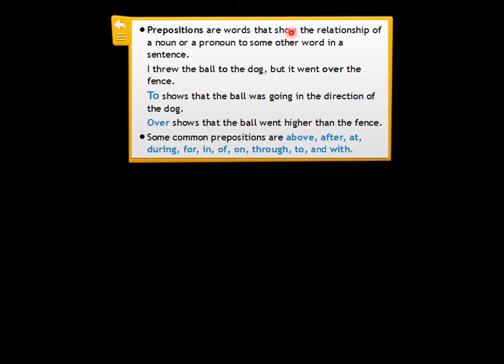Prepositions are words that show the relationship of a noun or a pronoun to some other word in a sentence. I threw the ball to the dog, but it went over the fence. To shows that the ball was going in the direction of the dog. Over shows that the ball went higher than the fence. Some common prepositions are above, after, at, during, for, in, of, on, through, to, and with.